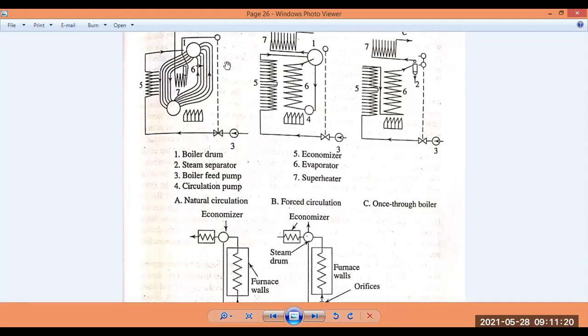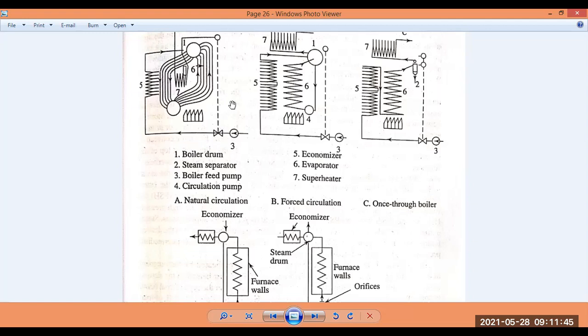What we are saying, I'm just repeating again. This is the boiler drum itself. The steam separator is not visible here, but this is the steam separator itself. The boiler feed pump is number three here, the pump required for feeding the water through the circulation of the boiler itself.